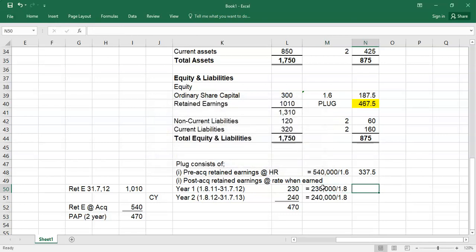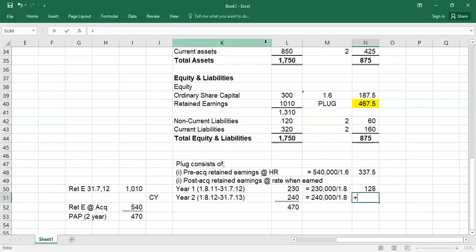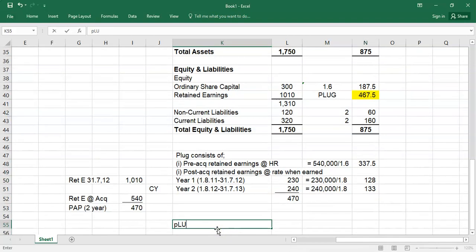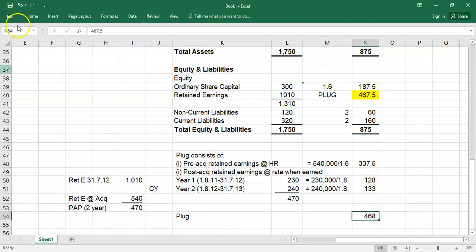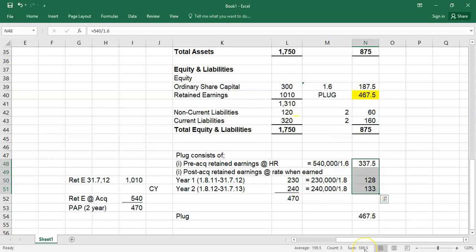And I'm just going to round these to make it easier. So that's 128, so we'll say 128, and this is 133. Right. So when you bring those together then, that means you have your retained earnings. And we know the plug overall, if we put it in, your plug figure was 467.5. So we need to figure out what is the balancing figure here. Because if you add these up, it comes to 598.5.